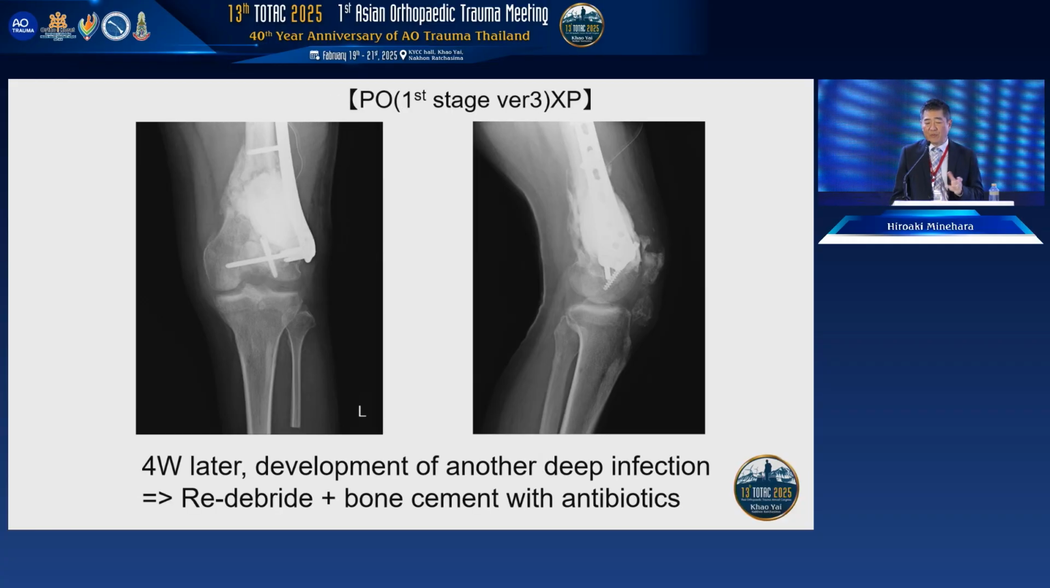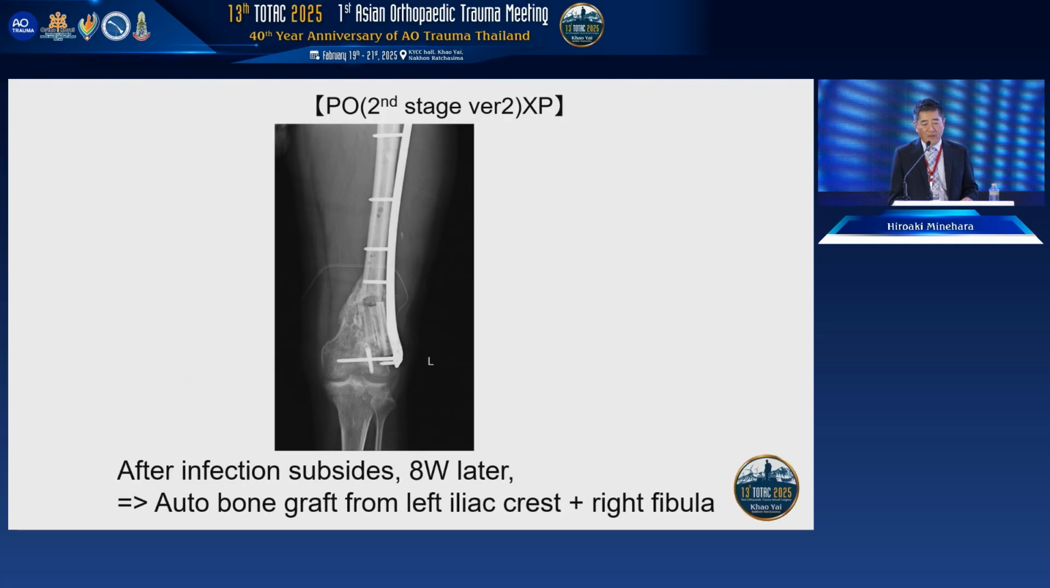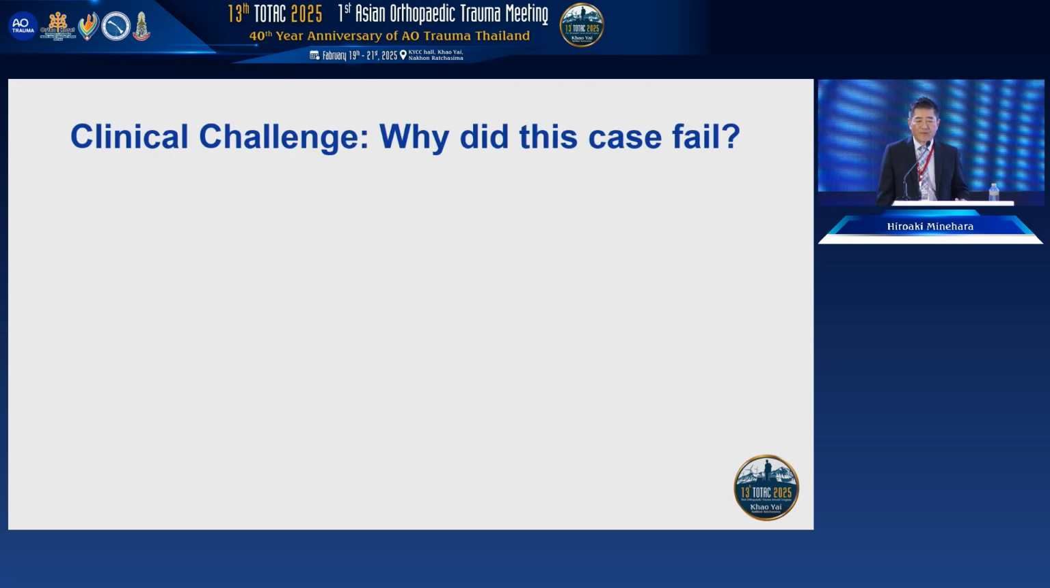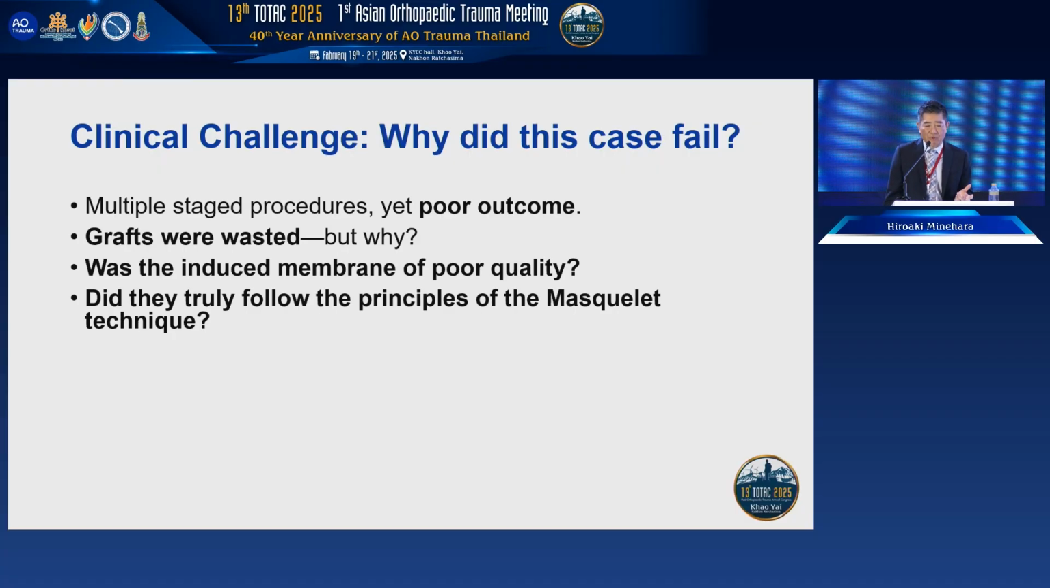So they re-debrided and put in bone cement with antibiotics. And after the infection subsided, 8 weeks later, they put in an autobone graft again. And then finally, bone union was achieved, and now the patient is walking without pain. But this is such a clinical challenge. Why did this case fail? Multiple stages of procedures, yet poor outcomes, and grafts were wasted because of infection.